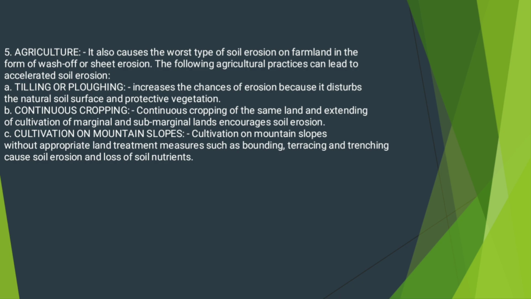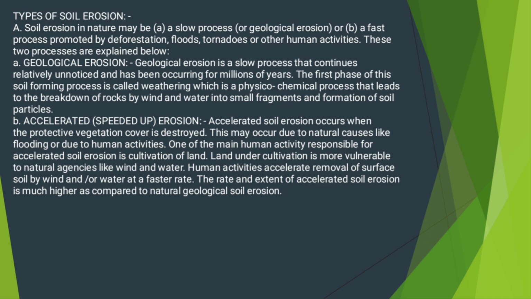Another one is continuous cropping. Continuous cropping of the same land and extending of cultivation of marginal and submarginal land encourages soil erosion. And the other one is cultivation on mountain slopes. Cultivation on mountain slopes without appropriate land treatment measures such as ponding, terracing, and trenching can cause soil erosion and loss of nutrients.